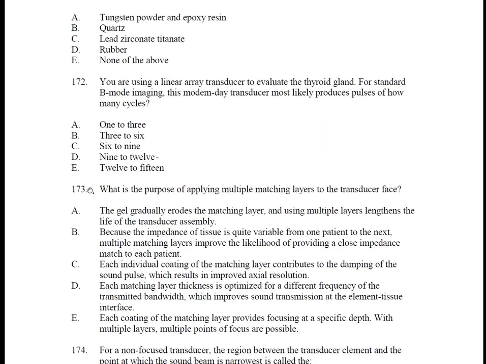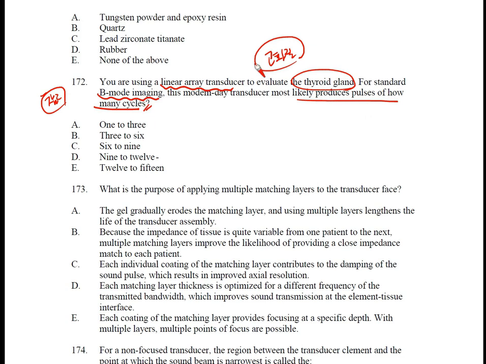Moving on, let's look at problem 172. This problem contains some rather complex content. You can refer to the content when solving the problem. Looking at the sentence, it says that a thyroid ultrasound examination is being performed using a linear array transducer. Compared to abdominal ultrasound, the thyroid is an organ that requires high resolution. A standard B-mode image is being obtained, and the question is asking how the pulse should be generated.